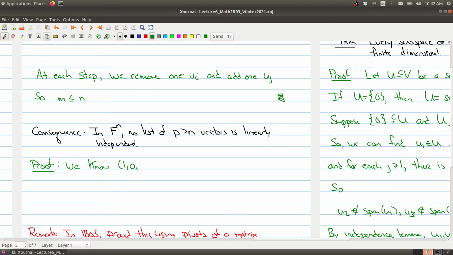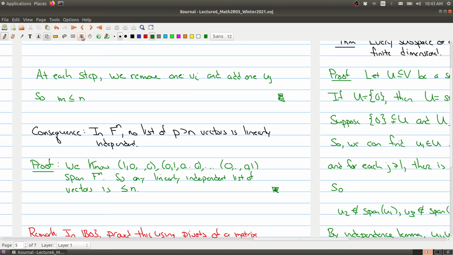We know that (1, 0, 0), (0, 1, 0), up to (0, 0, 0, 1) spans Fn. This is something that we proved in the last lecture. So any linearly independent list of vectors is of length less than or equal to n.